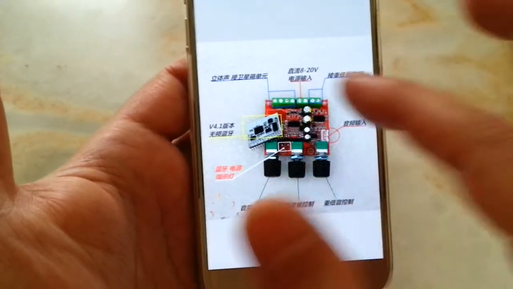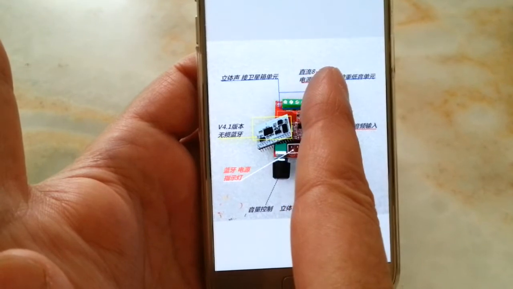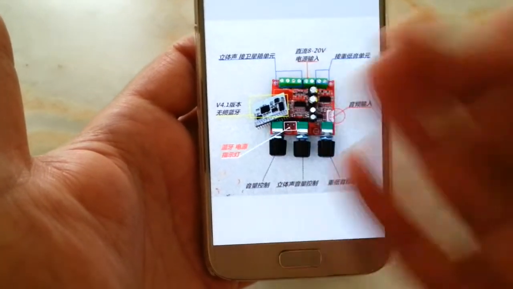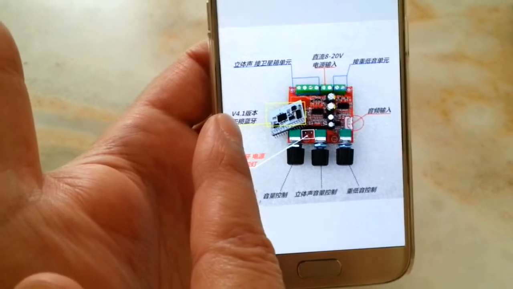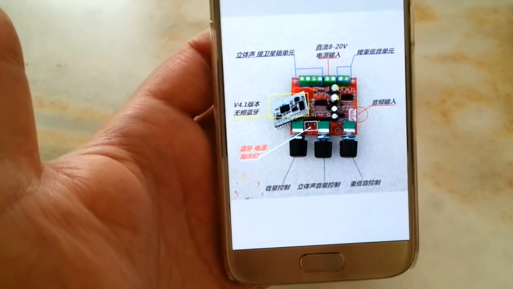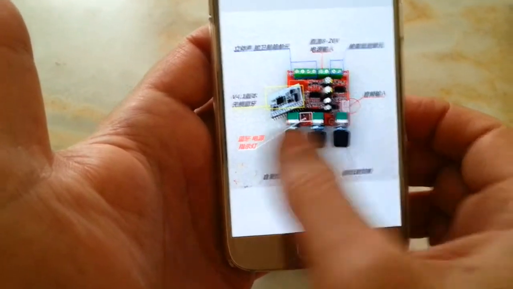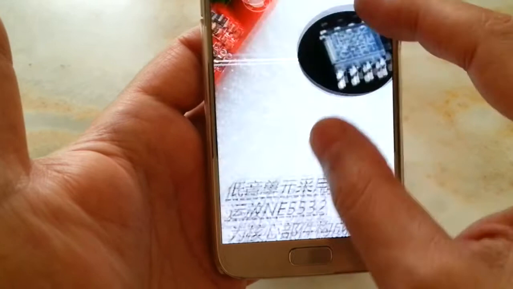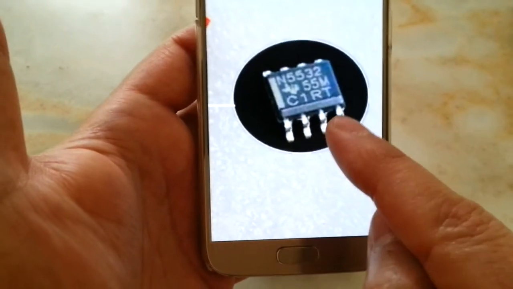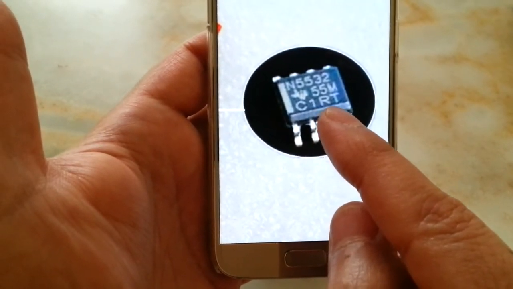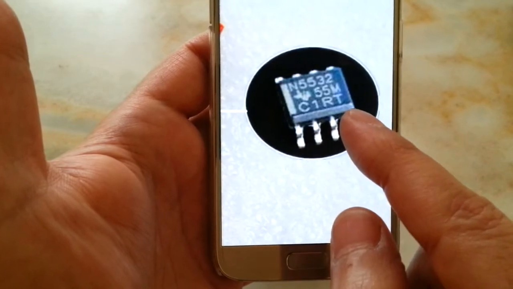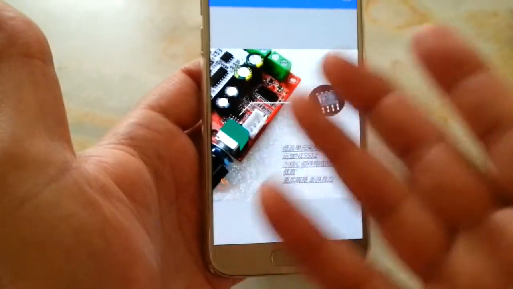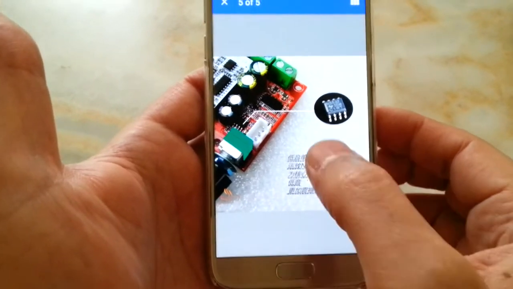Everything here written is in Chinese, and the voltage is 8 to 20 volts. They say it's better to use 3 amps over 3 to 5 amps. And the Bluetooth version here, it says 4.1, but on the chip it says 4. And then it shows this chip that is for the bass harmonization, and is N5532 or C1RT. They are really proud of this because of the bass, and I have to tell you that the bass is very good for the project that I'm trying to use.